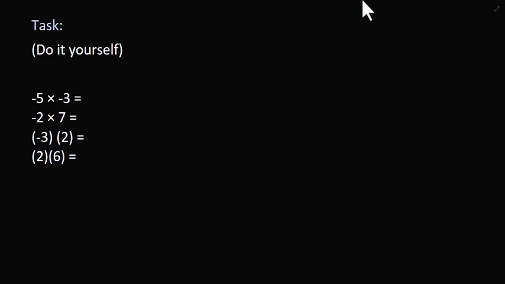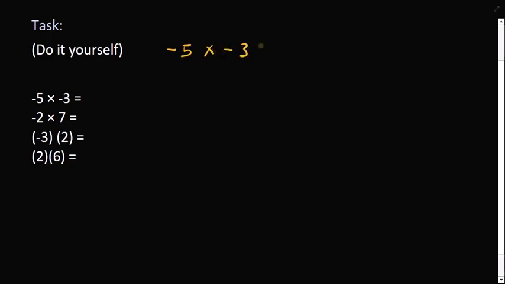So let's go. We have, for the first one, negative 5 multiplied by negative 3. Since their signs are the same, we expect to have a positive answer. Remember, when same signs multiply, we expect to have a positive answer.